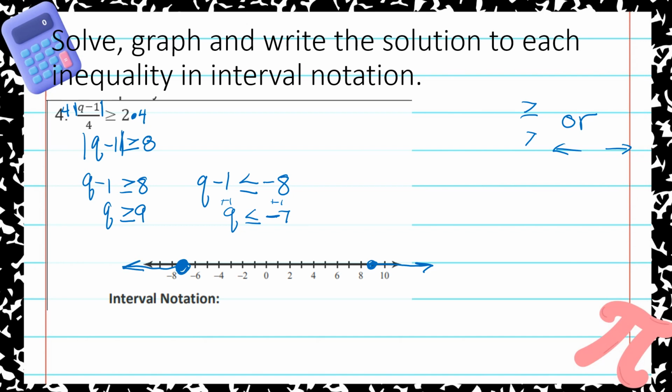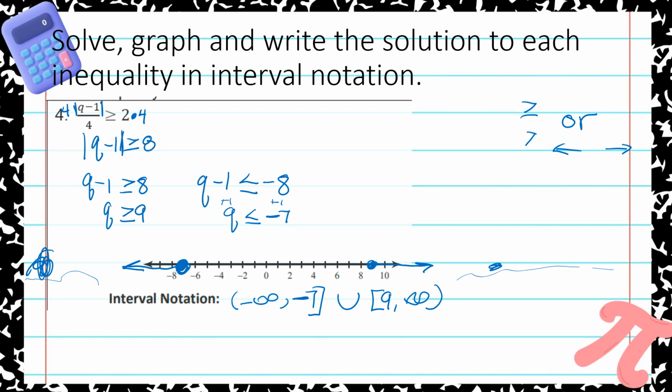Now, if you think about this inequality, it makes sense that it's an or, because q is going to be greater than or equal to 9, so it's going to go off to the numbers that are bigger and bigger. And q is less than, it's going to go to negative infinity. So our interval notation is negative infinity to -7, remember, we go from the beginning of our graph to the end, union with 9 to infinity. It's a bad infinity sign, sorry.